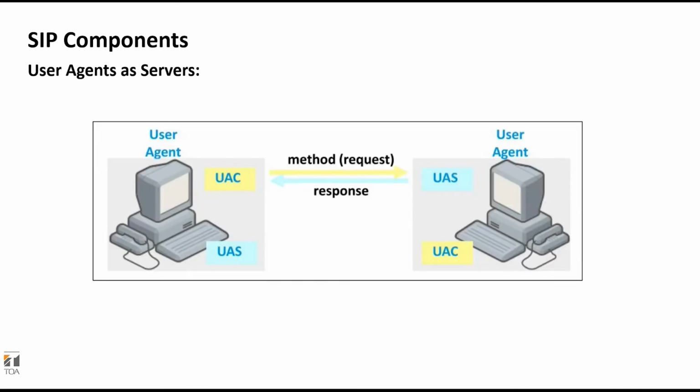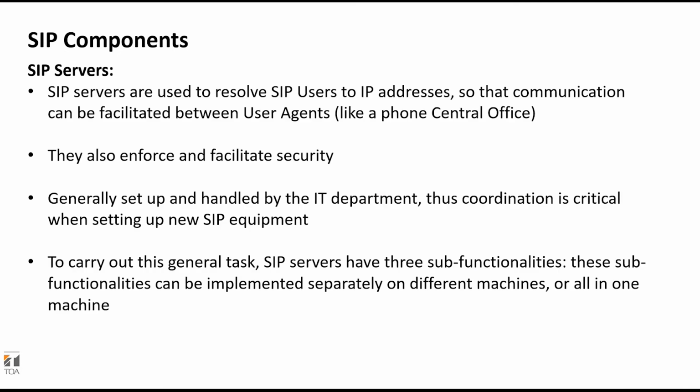So for a time when it's sending data, it will be a user server. And then when it's requesting data, it will be acting as a user client. So those two alternate between each other, and that's how peer-to-peer works. SIP servers are the main hub that facilitates the communication and the transfer of addresses to the individual end users. SIP servers are used to resolve SIP users to the respective IP addresses.